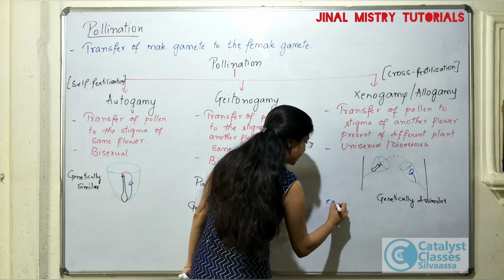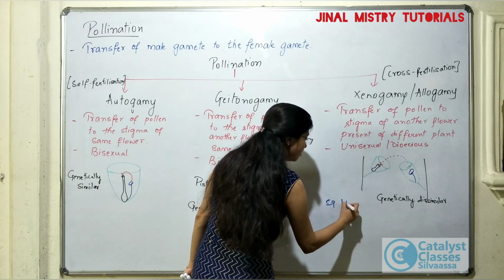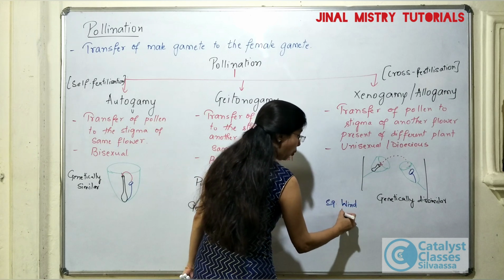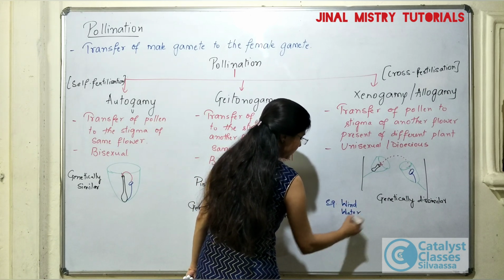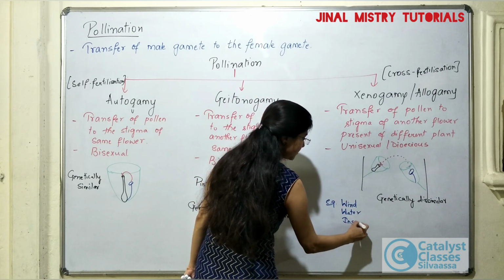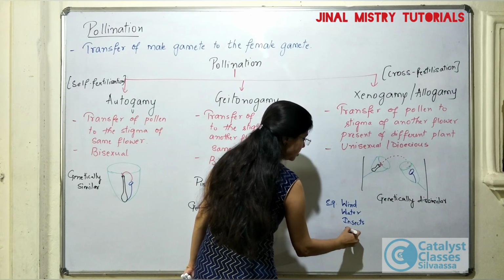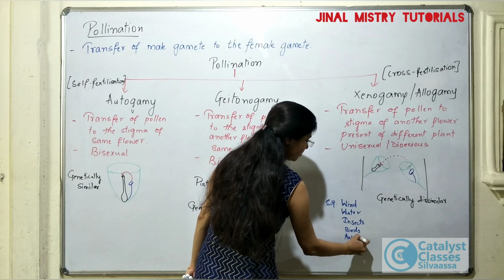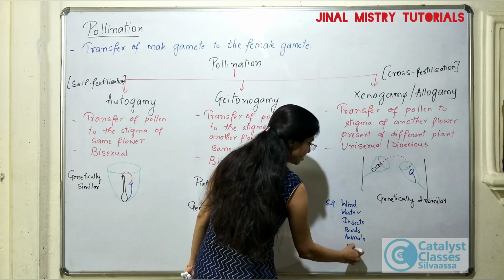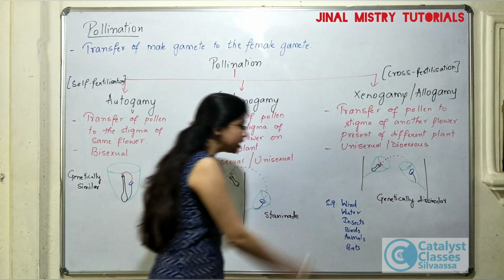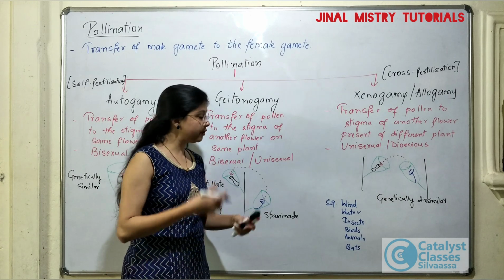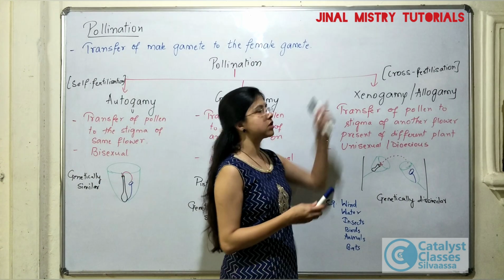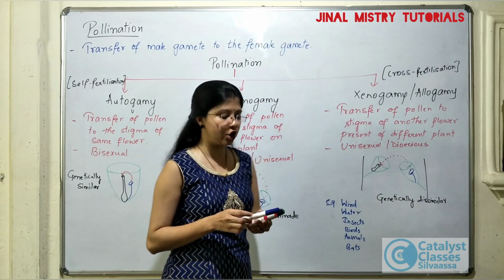Let us study these examples. Wind, it can also carry the pollen grains. Water, insects, birds, animals, bats, right? These are different organisms, or you can say different agencies which are favoring cross-fertilization or the cross-pollination process.